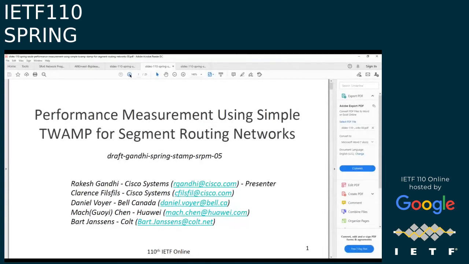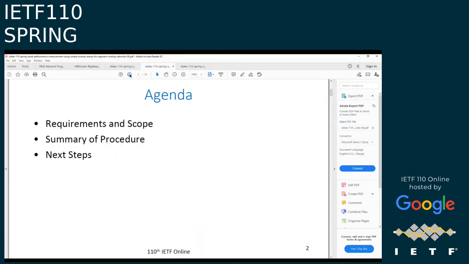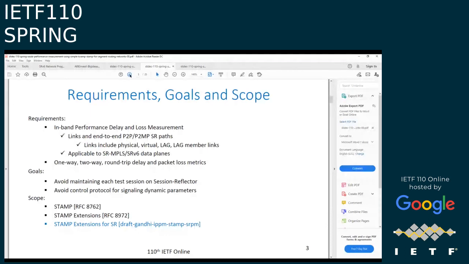Hi, my name is Rakesh Gandhi, presenting the SRPM drafts on behalf of the authors listed. Next slide, please. So the agenda is we will look at the requirements and the scope of the draft, a summary of the procedures, and the next steps. Next slide, please.